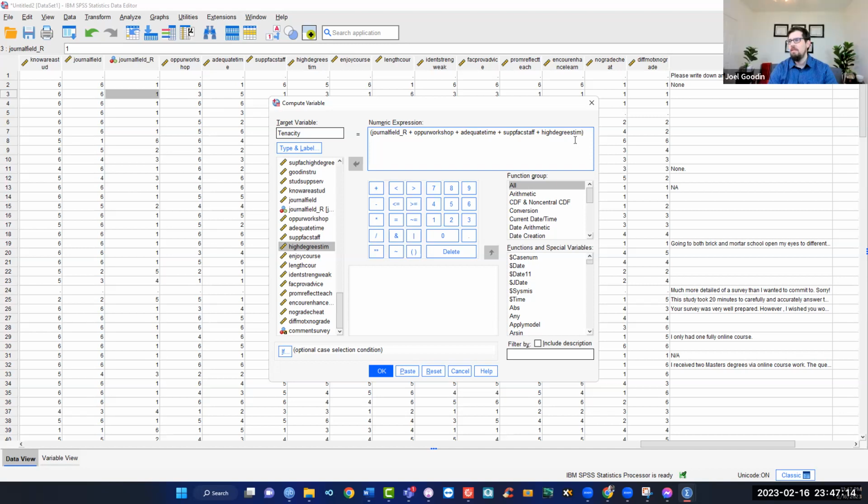Well, I could use my divide symbol, or I can just type it. Oh, I'm looking on the right-hand side. How many items were there to represent tenacity? Let's say there were 5. Yeah, 2, 3, 4, 5.